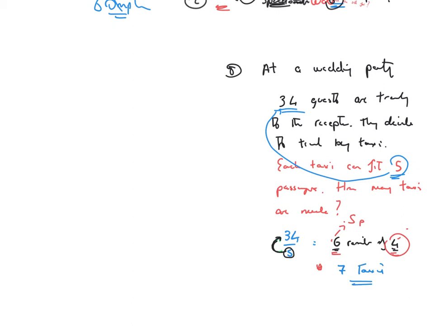Okay, so 34 divided by 5. 5 fits into 34 6 times with a remainder of 4. So we need slightly more than 6 taxis, so you can't have 6.5 taxis or 6.2 taxis. If you need more than 6 taxis, even if it's only a wee bit more, you'll need 7 taxis. Okay, next question.